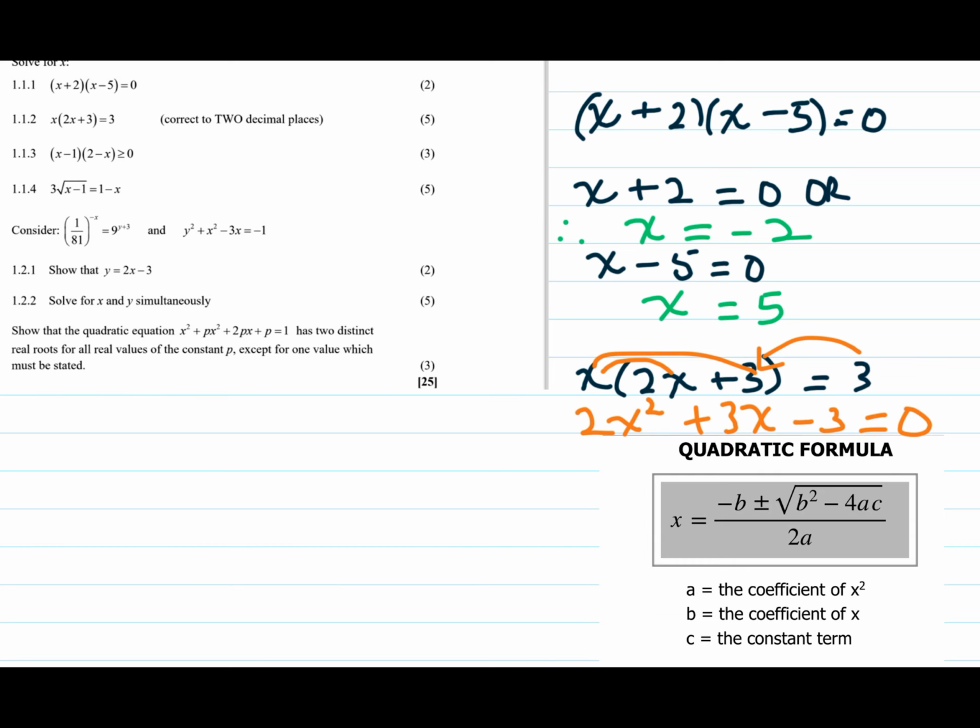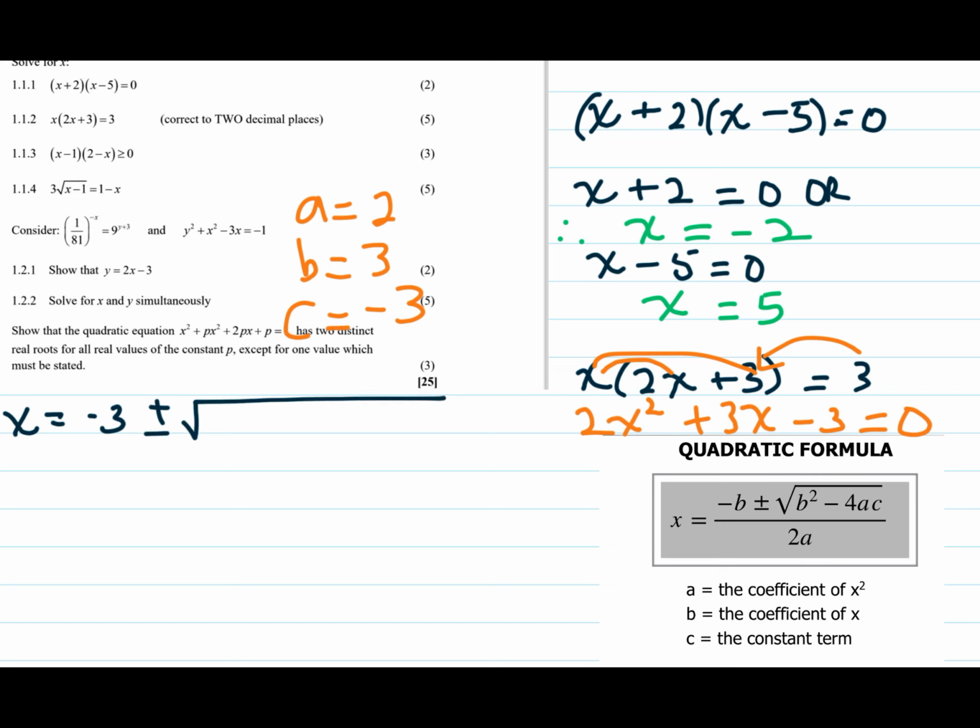So we're going to use the quadratic formula, where a is equal to 2, b is 3, and c is negative 3. So therefore we'll have x is equal to negative 3 plus or minus the square root of b squared, that's going to be 3 squared, minus bracket 4 times a, which is 2, times c, which is negative 3. All this over 2a, of course, which is 2.